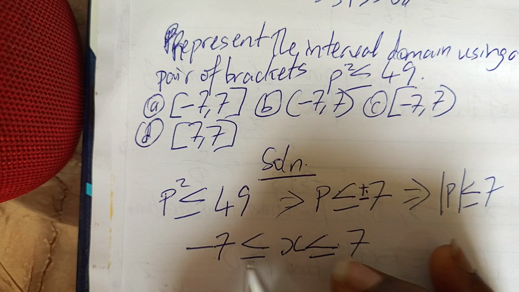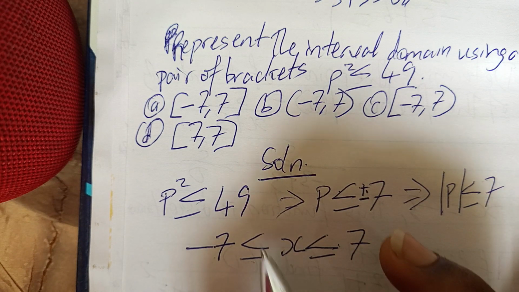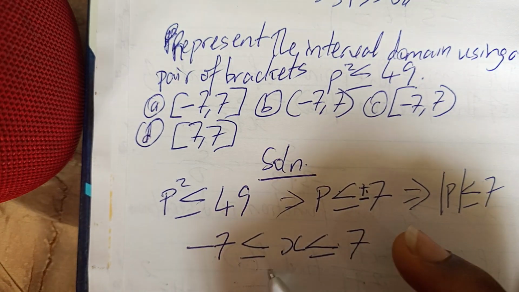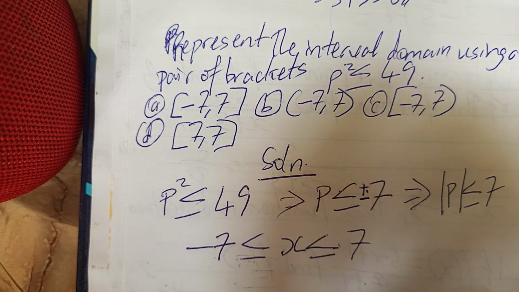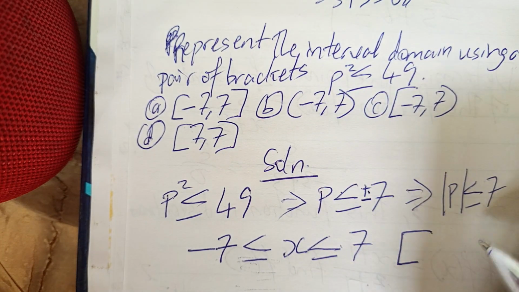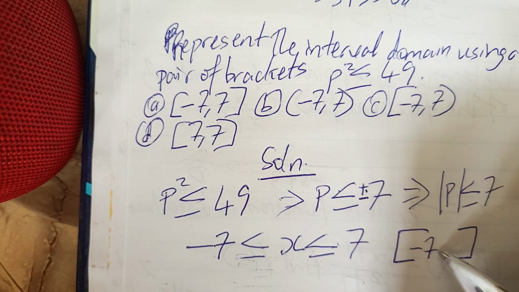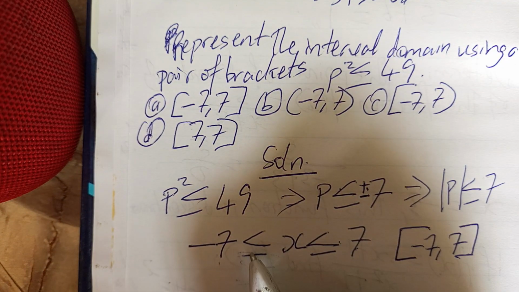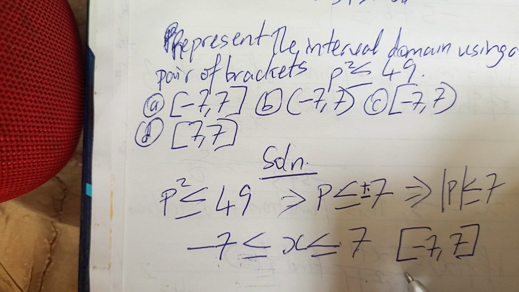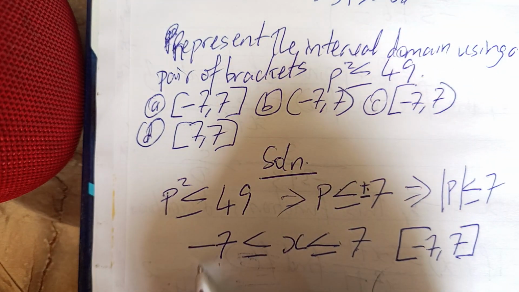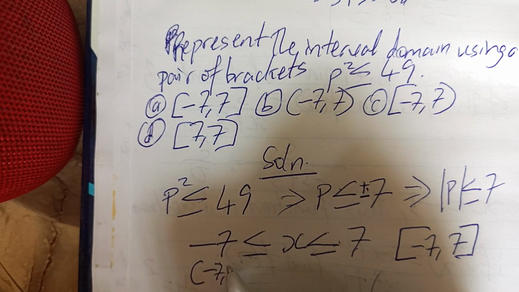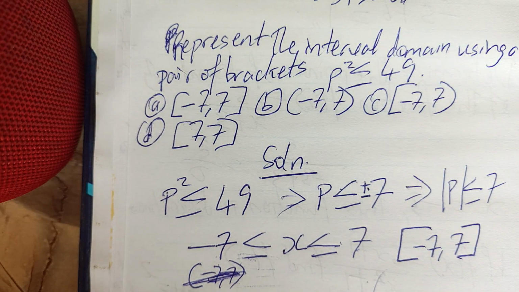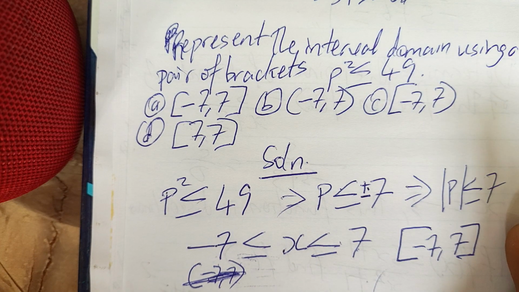Once you see greater than or equal to, or less than or equal to, once there's an equal to sign, we present it with closed brackets: -7, 7. But assuming this equal to sign was not here, it's going to be open brackets, -7, 7. Right? So we get that. I'm going to do a teaching on this so we can get this accurately.